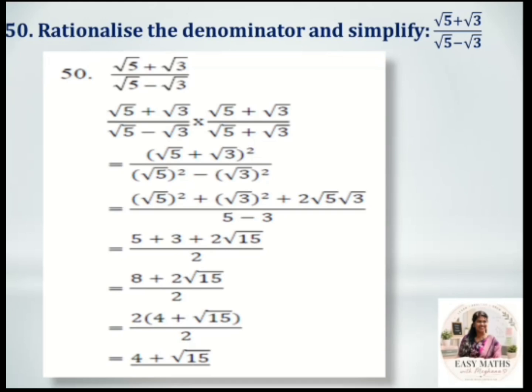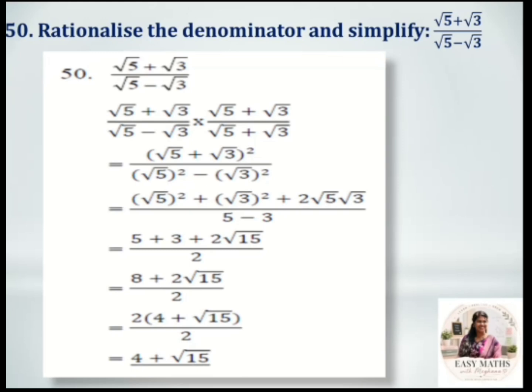For the numerator, we have to apply the formula a plus b whole square is equal to a square plus b square plus 2ab. The value of a is root 5, the value of b is root 3. So I will write root 5 the whole square plus root 3 the whole square plus 2 root 5 into root 3, divided by, in the denominator, root 5 into root 5 is 5 minus root 3 into root 3 is 3. In the next step, root 5 whole square is 5 plus root 3 the whole square is 3 plus 2 root 5 into root 3 is 2 root 15, divided by 5 minus 3 is 2.